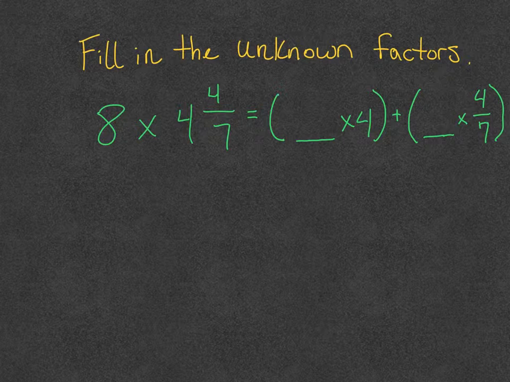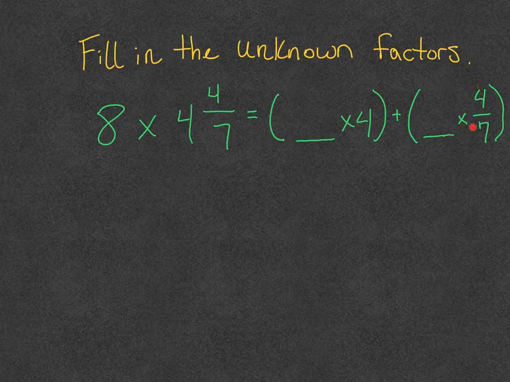Okay, so this problem is set up using the distributive property, but we have to look for the unknown factors. Over here we're multiplying by 4, and we're multiplying this with 4/7, just like we did in that previous lesson. But what is missing? What factor is missing in these two sets?